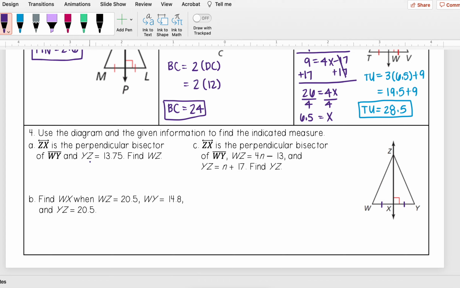We know that YZ is equal to 13.75, and we want to find WZ. So we want to find the length of this one. Well, again, we know from that perpendicular bisector theorem that these two are going to be congruent because Z is equidistant from W as it is from Y. So that means that WZ is equal to 13.75.